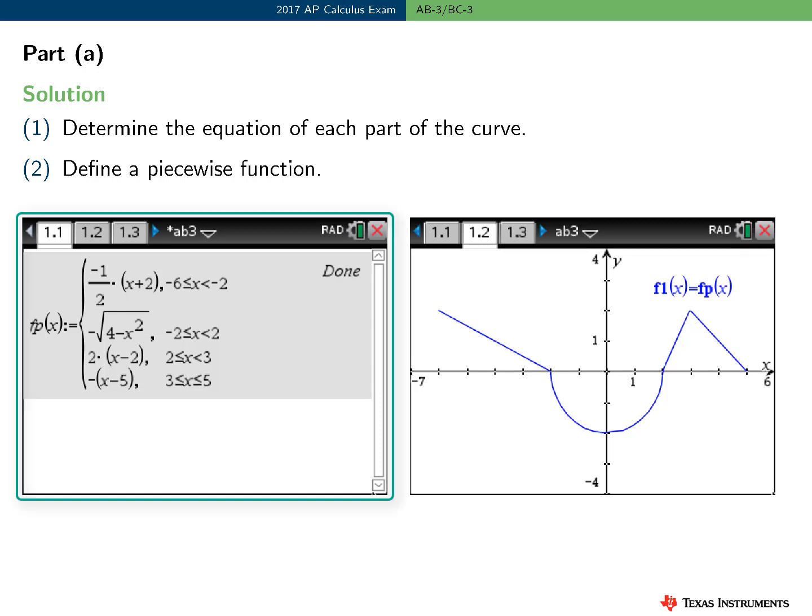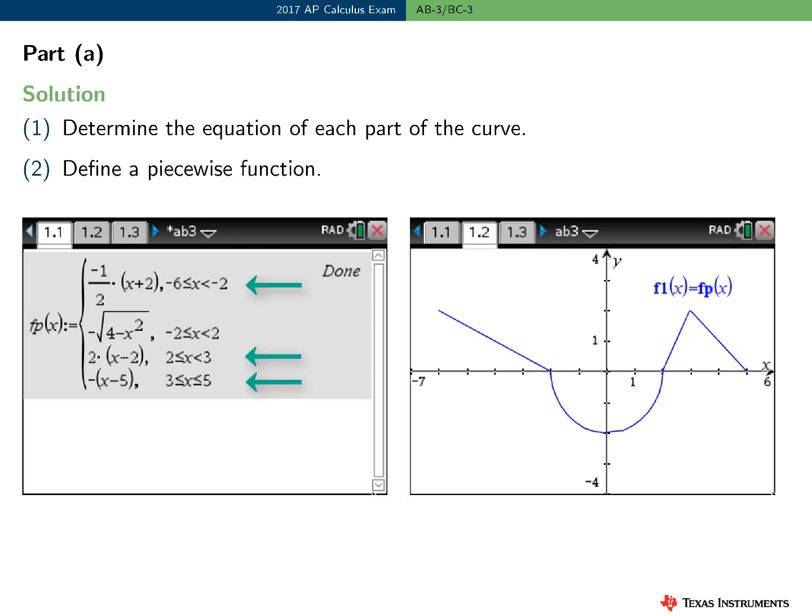In Part A, we can use the given graph to find an analytical definition for f prime of x, which will be a piecewise defined function. We can find the slope of each line segment and a point on the line. We can then find the equation of each line using the point-slope formula, and that gives us 3 pieces of f prime of x.